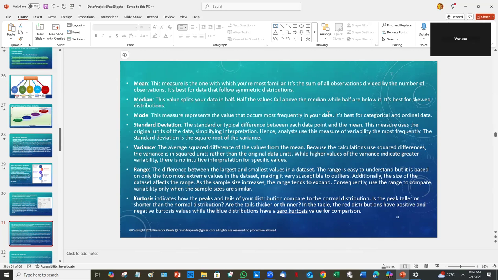As simple as that. Could you explain how do you include range? Sorry, say that again. How would I explain range? Range in a data set. You mean range of data? Right, range of data. That's very rightly said.